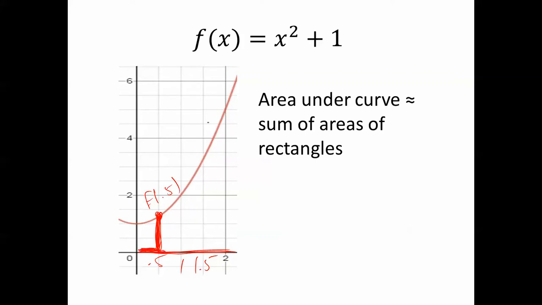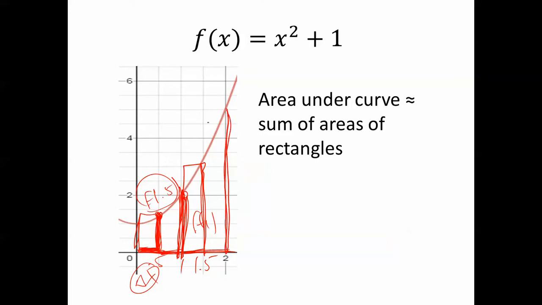And the width is going to be delta x. In this case, that's the width of each interval, which is 0.5. So the area of this first rectangle is going to be f(0.5) times delta x. The area of the second rectangle is going to be the height of this segment. In this case, that would be f(1), and the width is again delta x. The height of this third rectangle is going to be f(1.5), and the width is delta x. And the height of this last rectangle is going to be f(2), whatever that happens to be, times delta x. So here's what we end up with.